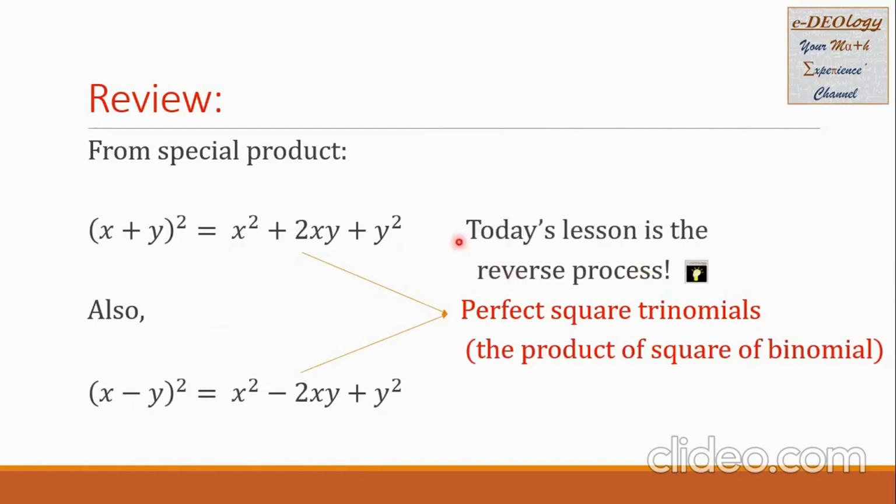For today's lesson, we are going to have the reverse process. The problem will come to you as this product, and you will be required to provide factors, which is the square of a binomial, either of this form or this form.